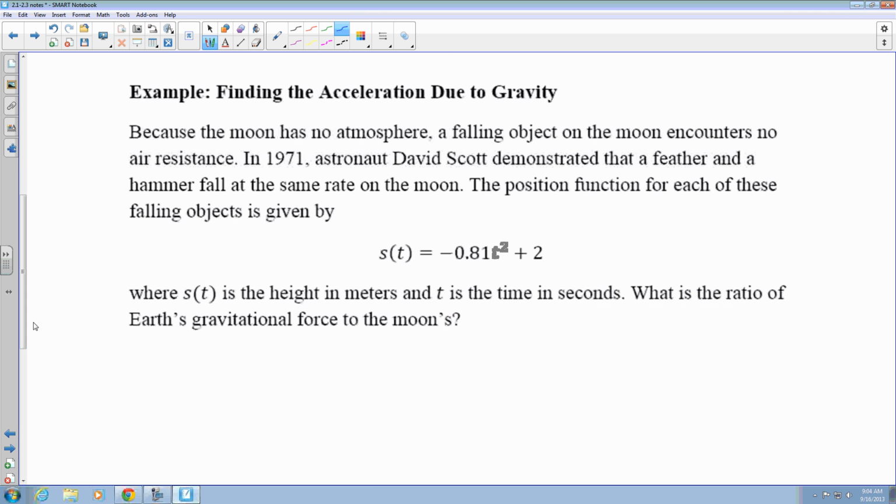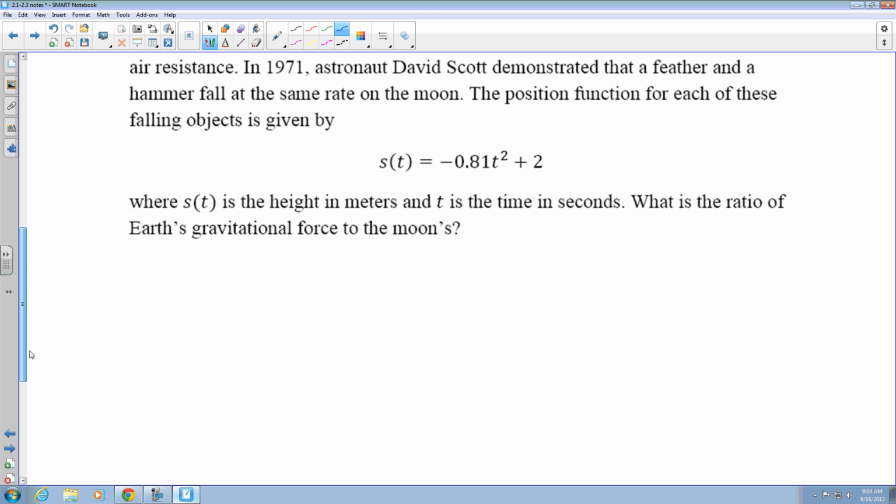Because the moon has no atmosphere, a falling object on the moon encounters no air resistance. In 1971, astronaut David Scott demonstrated that a feather and a hammer fall at the same rate on the moon. The position function for each of these objects is given by the same function. S of t equals negative 81/100th t squared plus 2, where S of t is the height and t is time in seconds. What is the ratio of Earth's gravitational force to the moon's?